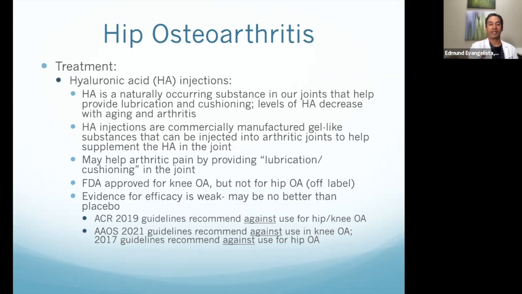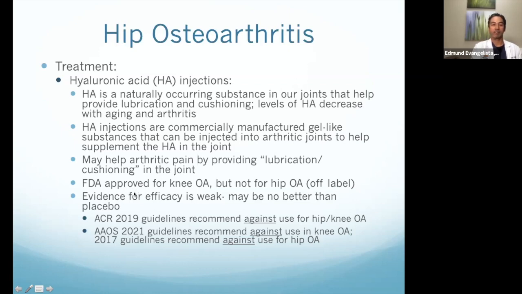Now, these are FDA approved for knee arthritis. However, they are not FDA approved for hip osteoarthritis. So if we inject it into the hip, it's considered off-label and it's not covered by any insurance company or Medicare. Additionally, the evidence for HA injections is weak. Many studies show that it may work no better than a placebo injection.